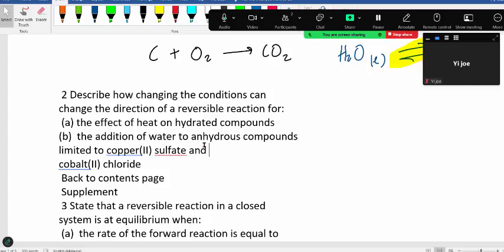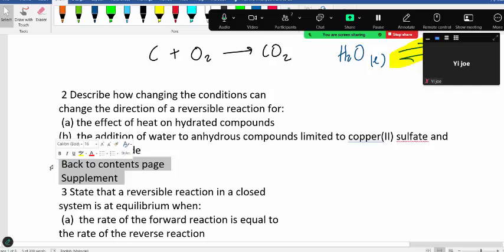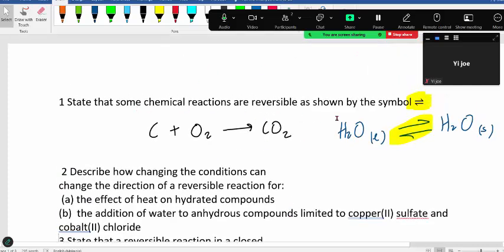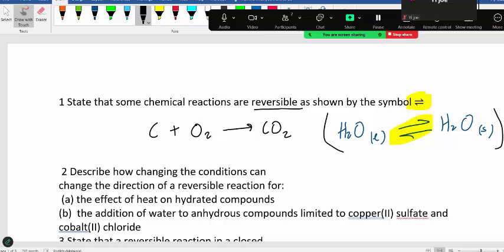We are going to talk about a few reversible reactions, and these are copper 2 sulfate and cobalt 2 chloride. Okay, first of all, no need to copy everything. Can you all write down reversible reaction? Just write the words reversible reaction, and then this is the symbol, and then write this equation, this one. Don't need to write everything. This one only, because this one is non-reversible.